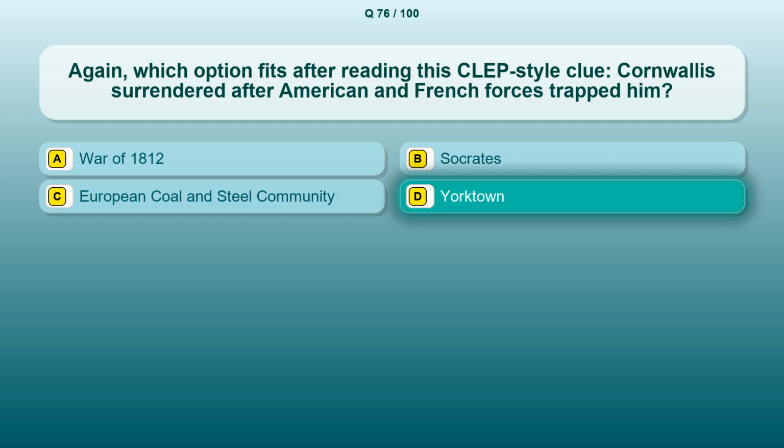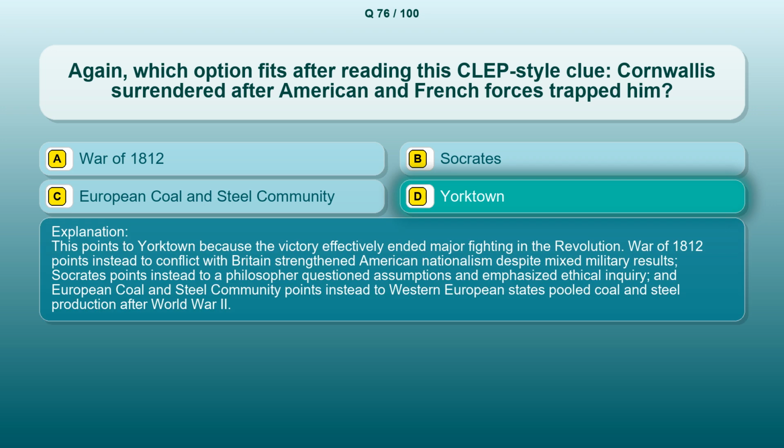The correct answer is option D, Yorktown. This points to Yorktown because the victory effectively ended major fighting in the Revolution. War of 1812 points instead to conflict with Britain strengthened American nationalism despite mixed military results. Socrates points instead to a philosopher who questioned assumptions and emphasized ethical inquiry, and European Coal and Steel Community points instead to Western European states' pooled coal and steel production after World War II.